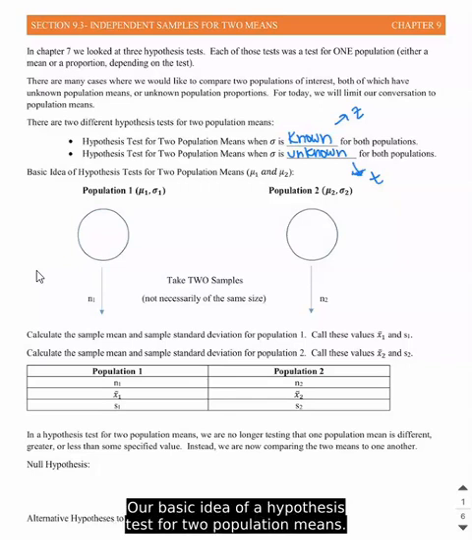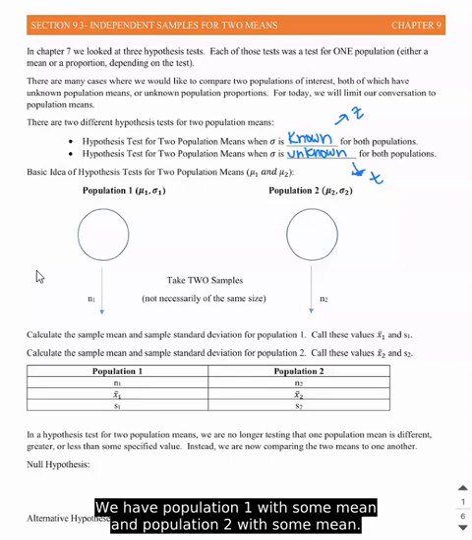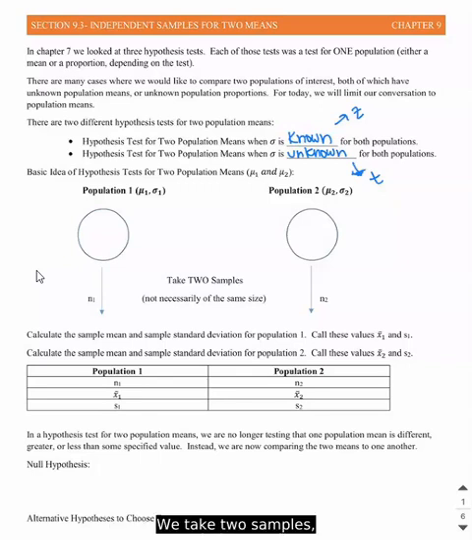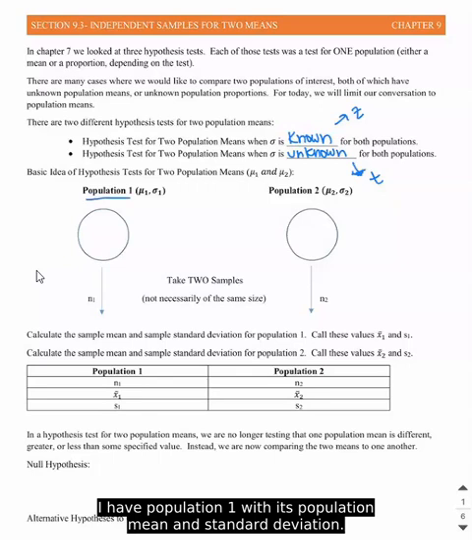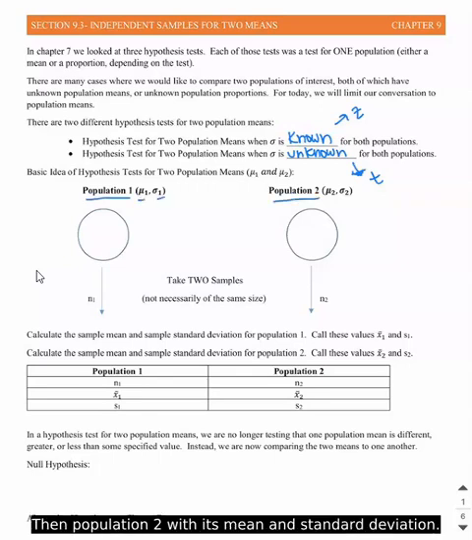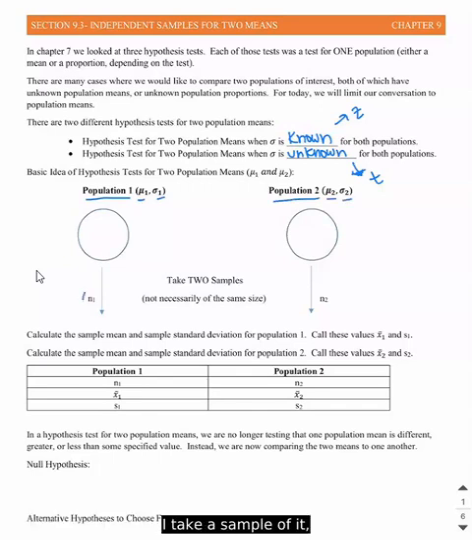So our basic idea of a hypothesis test for two population means: we have population 1 with some mean and population 2 with some mean. We take two samples, not necessarily the same size. So I have population 1 with its population mean and standard deviation, and then population 2 with its mean and standard deviation. I take a sample of each, that's N1 and N2.